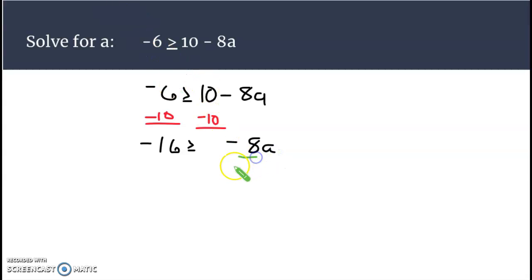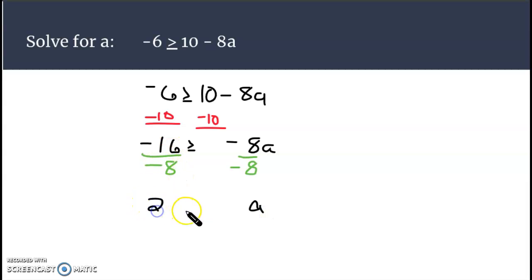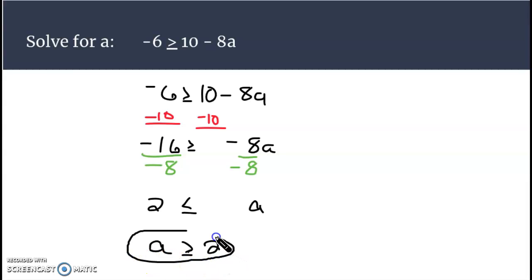Now we're going to divide both sides by -8. a is now by itself. -16 divided by -8 is 2. Since we divided by a negative, we need to flip the inequality around. a is greater than or equal to 2. You don't have to flip it around, but normally inequality answers are given with the variable listed first. Any number greater than or equal to 2 makes the original inequality a true statement.